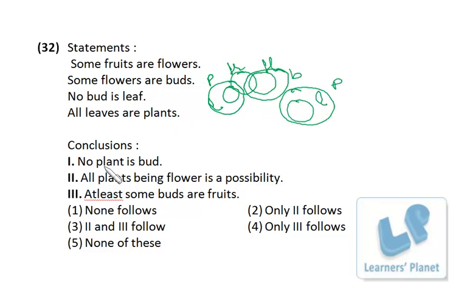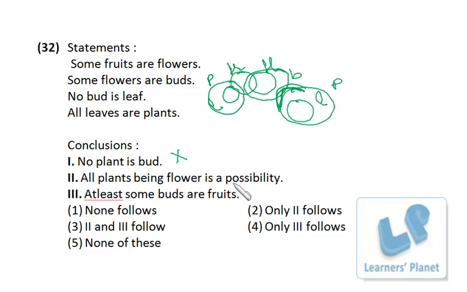Now let's read the conclusion. No plant is bud. So do we see any intersection between plant and bud? See, when I draw this, the circle can even intersect this circle of buds. So no plant is bud cannot be concluded, right? There is a possibility, but that is not a surety, because the scene can be the original scene I drew earlier, and it can be extended like this, right? So both the possibilities are there. So no plant is bud cannot be concluded.